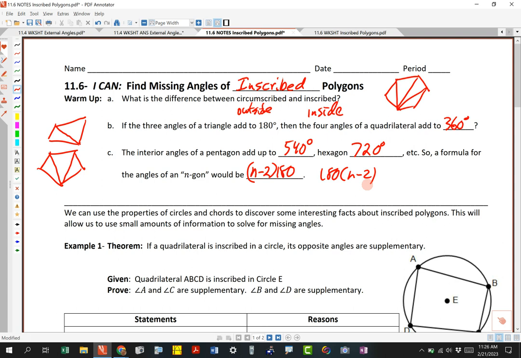Yeah. Could you do like n times 180 minus 360? Yes, you could. Okay. If you wanted to, you could do this. 180 times n and then subtract 360. That would work just fine. Okay. All right. Everybody good? Okay. Whichever one you like, that's totally fine.